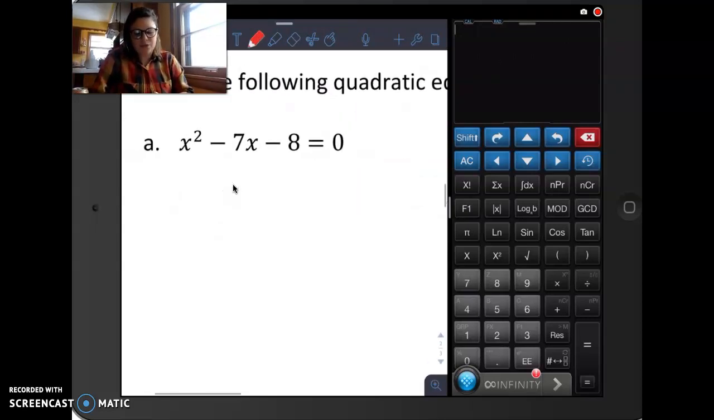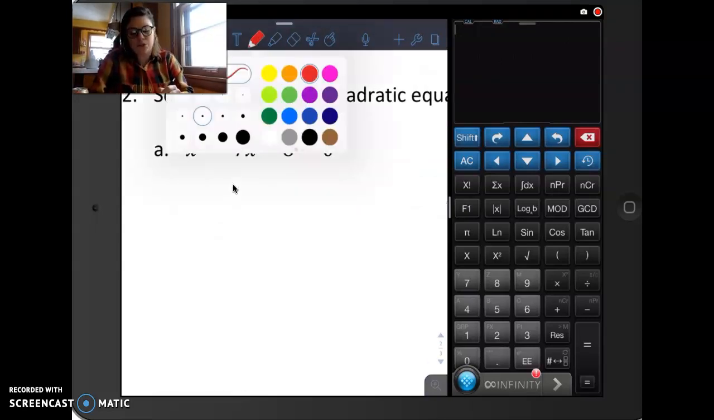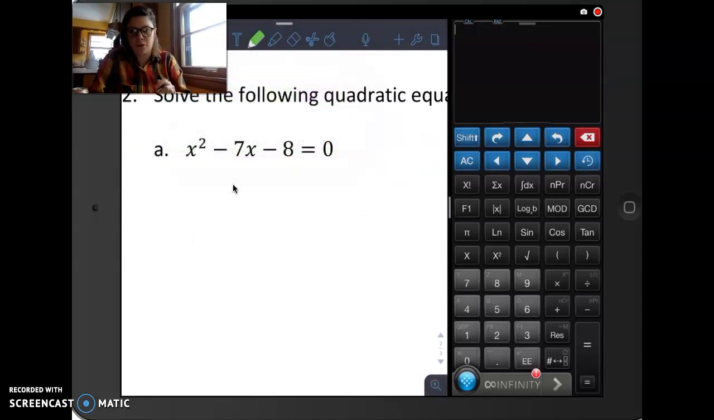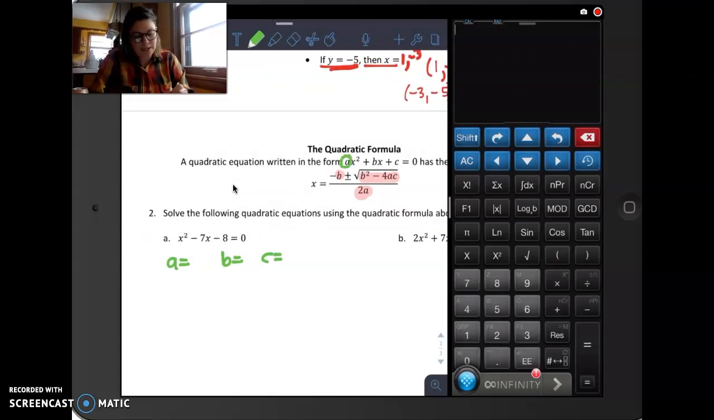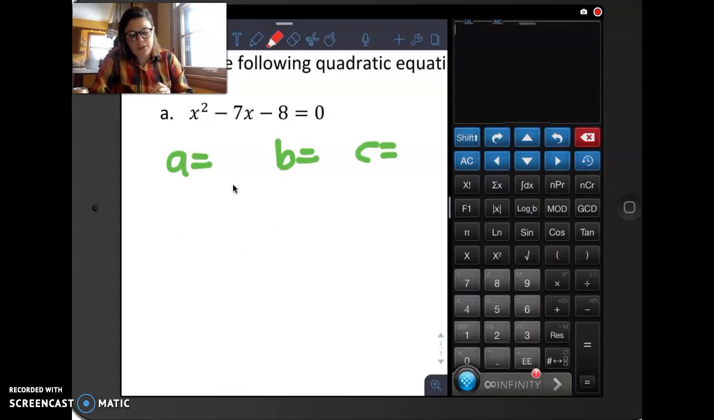Let's get started. The first thing you need to do in order to use this formula is find the three values. There's going to be an A, a B, and a C. Looking back up here, the A is in front of the x squared, the B is in front of the x, and you want the symbol with it, and the C is the number without an x. There's no number in front of the x squared, but we know, because we're smart, that there's a secret one.